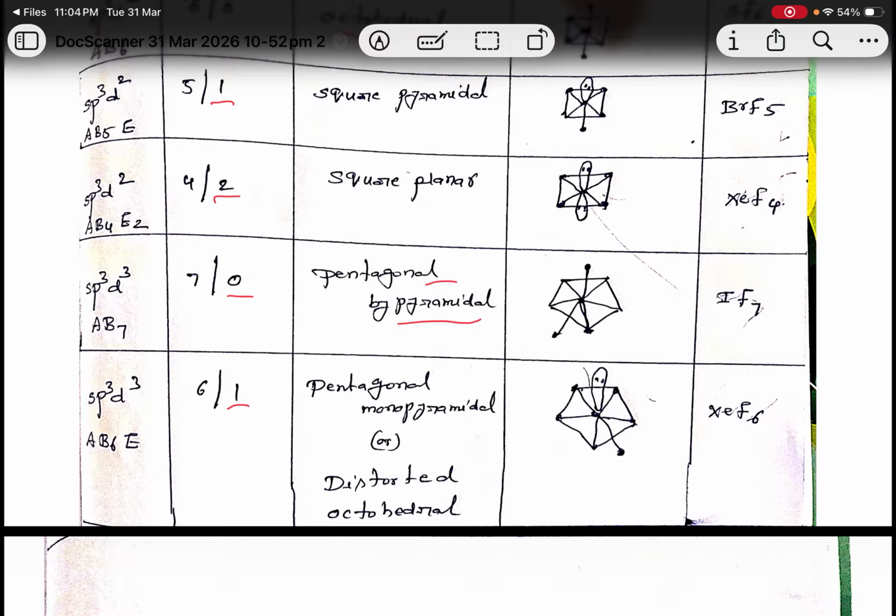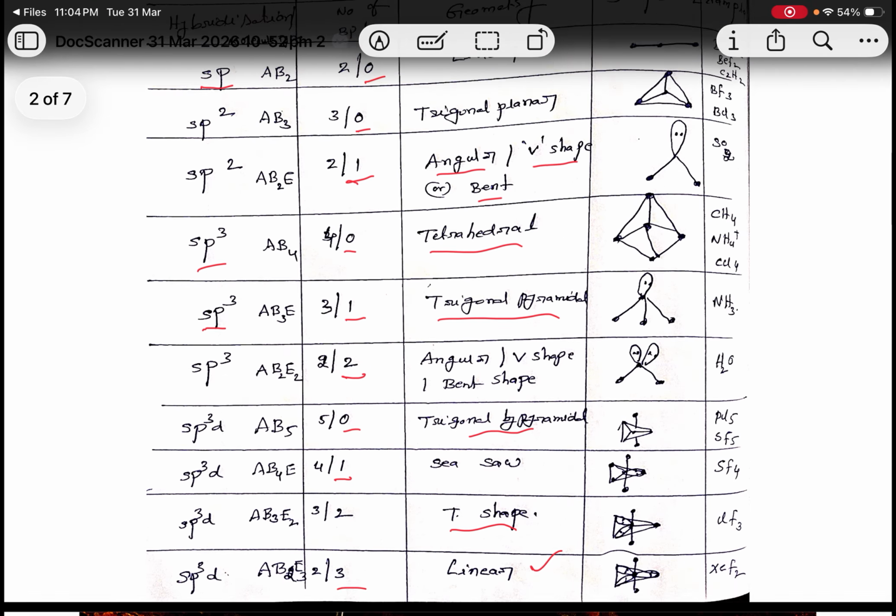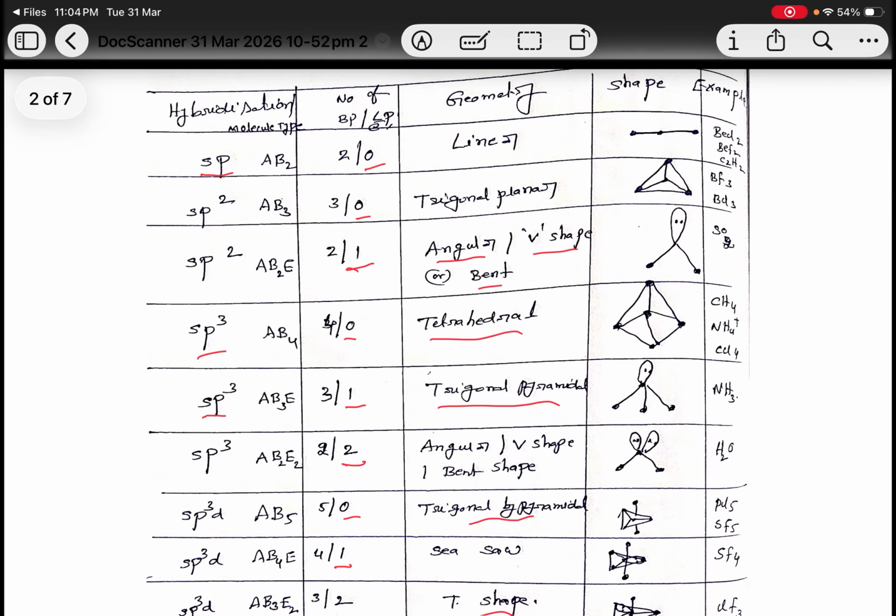Here, you can know the molecule type also based on the bond pairs and lone pairs. Lone pair 0 with sp means two bond pairs, so the molecule type is AB2. For sp2, AB3 means three bond pairs. AB indicates the bond pairs of electrons and E indicates the lone pairs. So AB2E means two bond pairs and one lone pair.